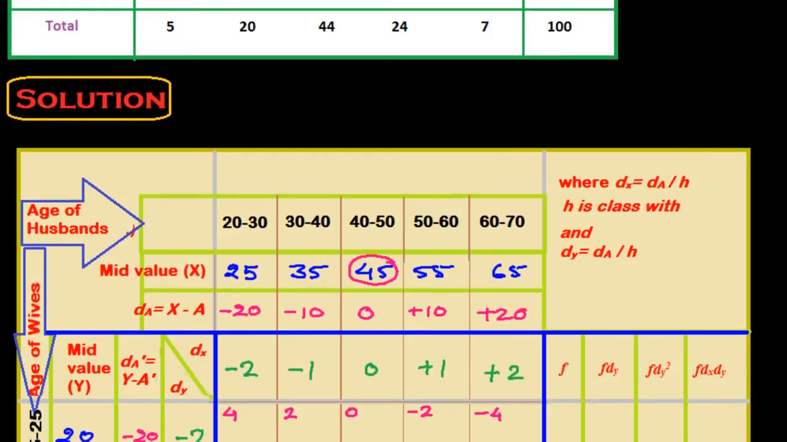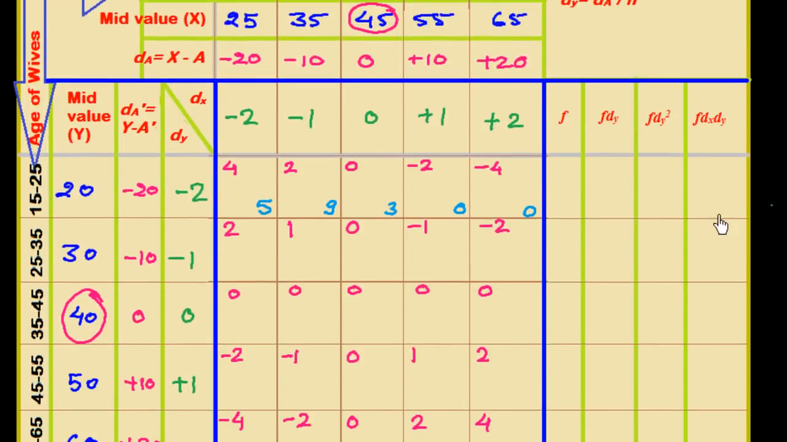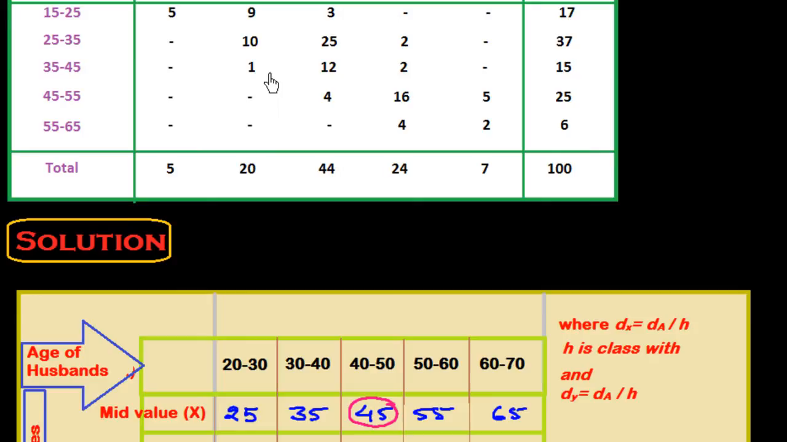Okay. And the second row is 10, 25, 2. 10 here, 25 here, and 2. So we write down here 0. First and last is 0. 35 to 45, 1, 12, 2, 0. Here we have to write down.